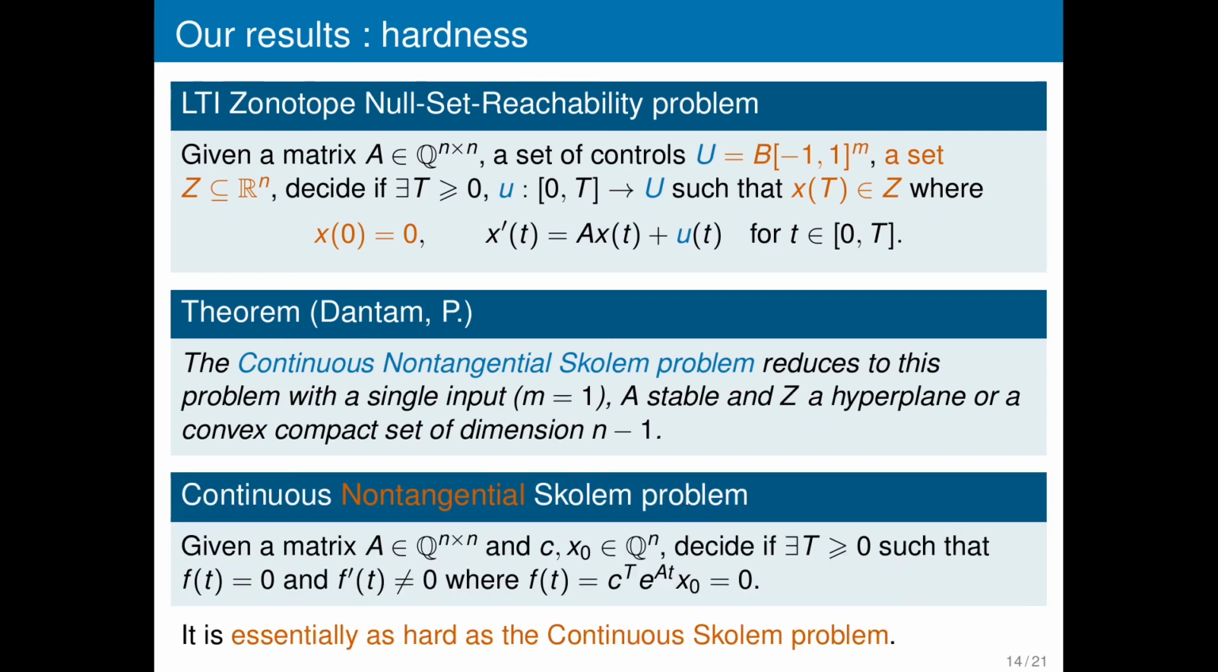The non-tangential version of the continuous Skolem problem asks whether the orbit of a linear dynamical system crosses a hyperplane. Notice that we're asking for the derivative to be non-zero. In other words, we cannot just touch the hyperplane and go away. Although there is no formal reduction between the two problems, we can show that this problem is essentially as hard as the continuous Skolem problem.